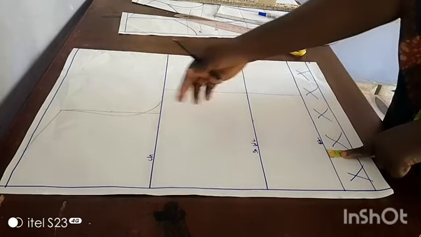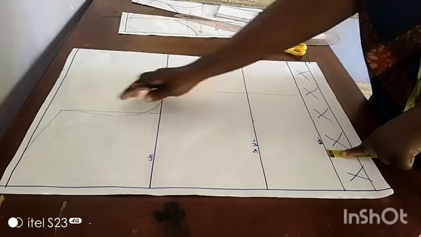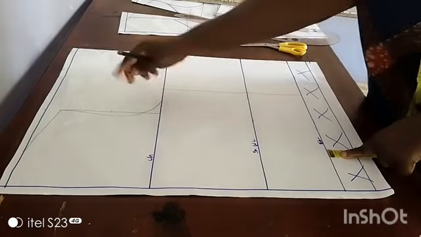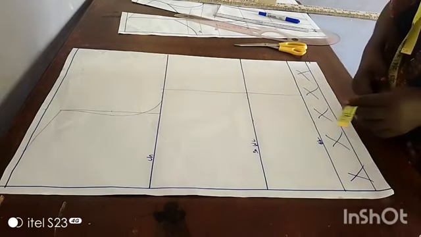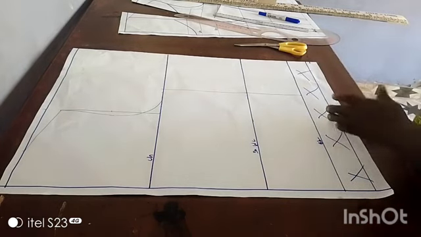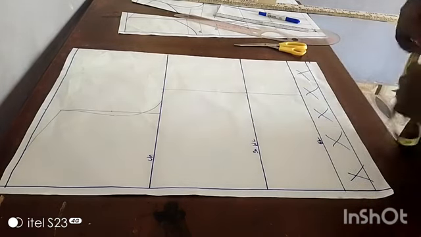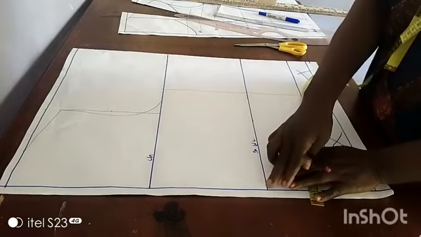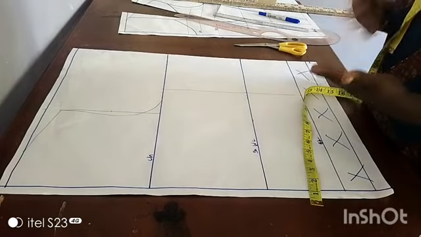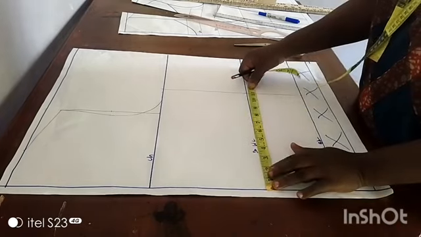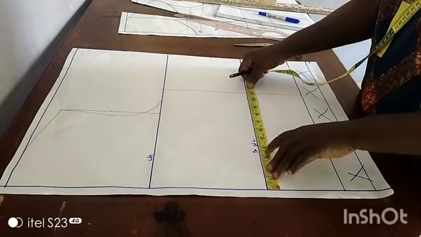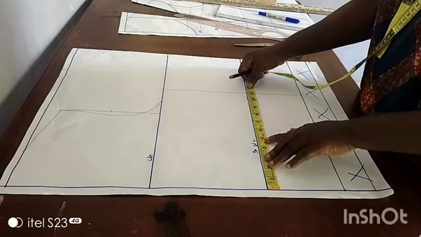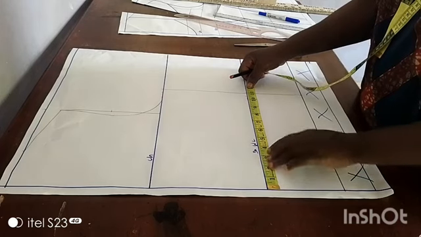So from here to here is 8.5. From here to here 16 inches. From here, from the shoulder to the blouse length is 21 inches. So the difference is what we are seeing here. So I divide my waist circumference divided by 4, which is 10 plus 1 making 11. That's what I have here. So I want to divide this 11 inches into 3 equal parts.